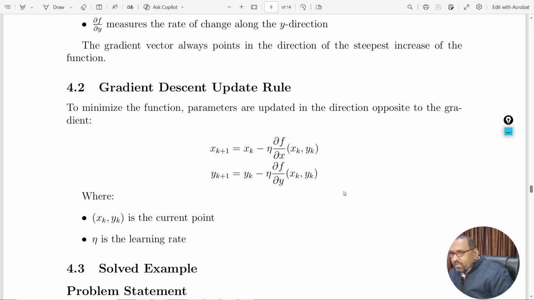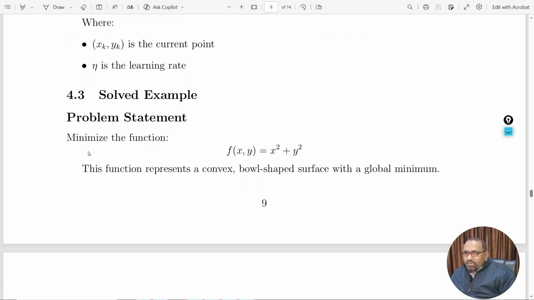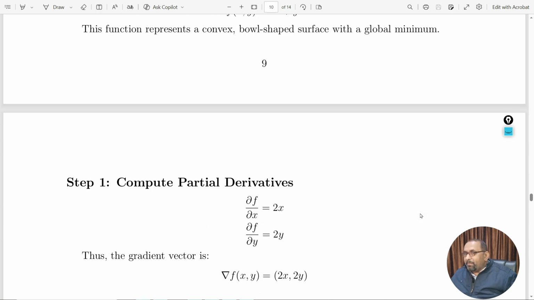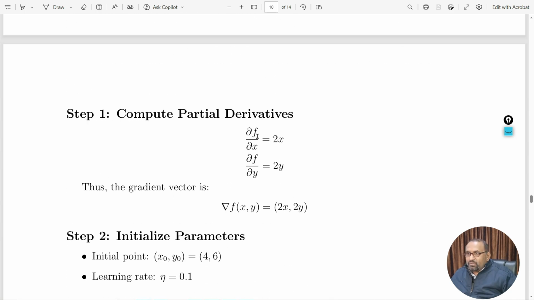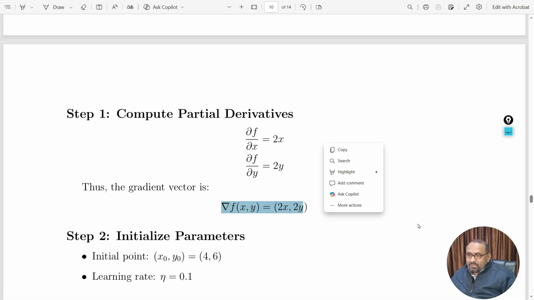So now here we will solve the real example, and suppose that we have to minimize the function f(x,y) is equal to x square plus y square, and this function represents a convex bowl-shaped surface with a global minimum. Okay, so what we do for that, we have to take partial derivative of this function. Curl f upon curl x will be equal to 2x, and that with respect to y we will have 2y. So the gradient vector we will have this expression del f(x,y) is equal to (2x, 2y).